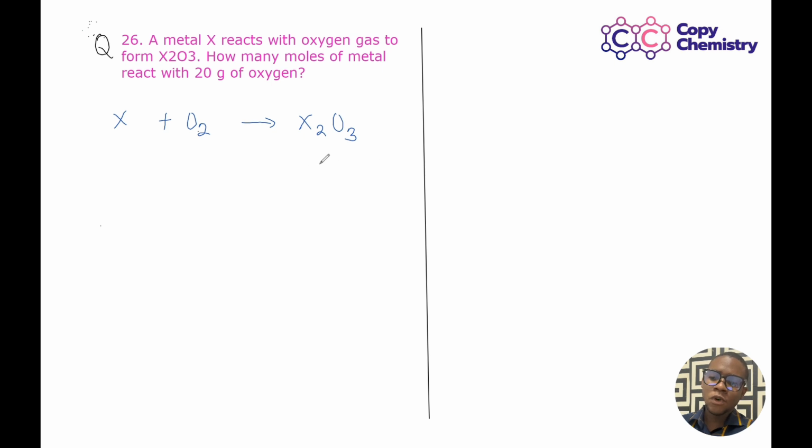Okay, if it should form X2O3, then it means that we should have 2 here, right? Let's try to balance this up. If we have 2 there, it means that the X is balanced, right? But then our oxygen is not balanced because this is 3 and this is 2, right? So we need our oxygen to be 3 on both sides.